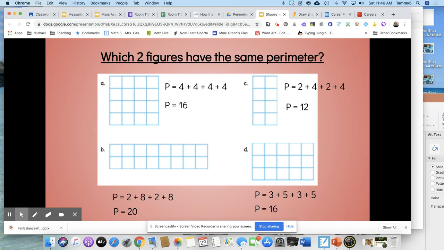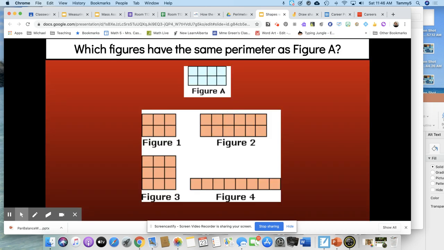So we can see that both A and D have the exact same perimeter. You could circle these two or put a check mark beside the two that have the same perimeter. That's how you would do this type of question. All right, let's do another example.